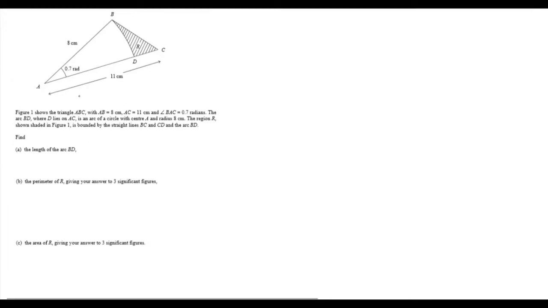So that's all the information that's been given to us here. And then we have this shaded region R that we're going to be finding out some details for. First of all, though, we need to find the length of the arc BD. Well, for the arc length, that's the same formula as what we just had.